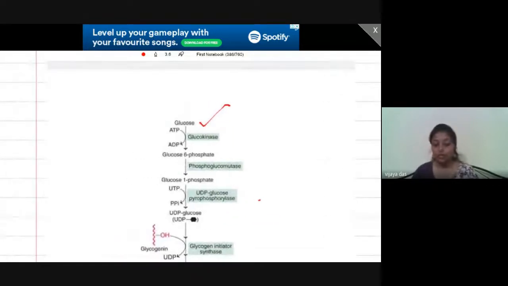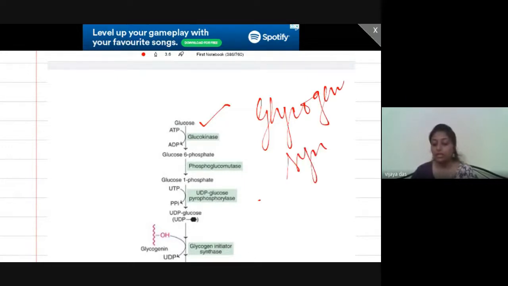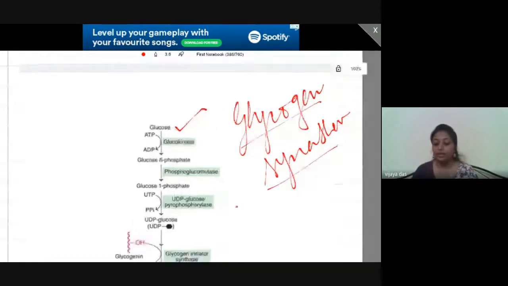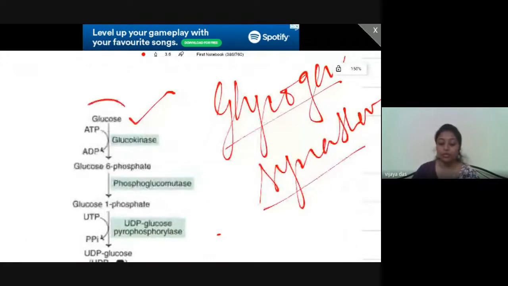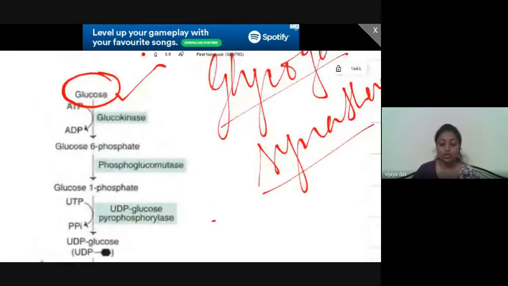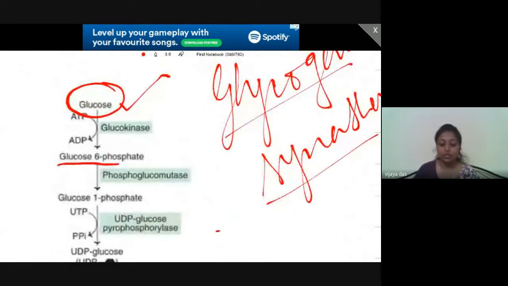So who will do this? This will be done by the enzyme glycogen synthase. Now we will see how this enzyme does this. We have learned that the process will begin from glucose. There is a lot of glucose in the body, so this glucose will get converted into glucose 6-phosphate.